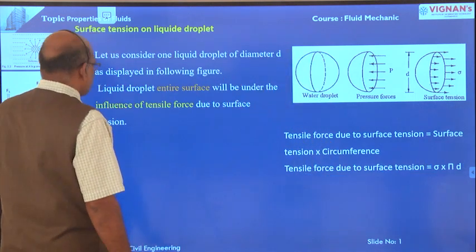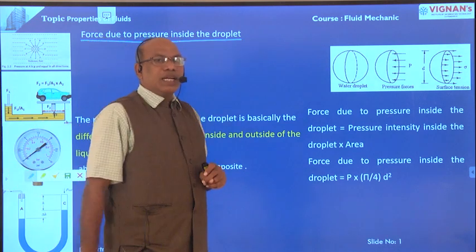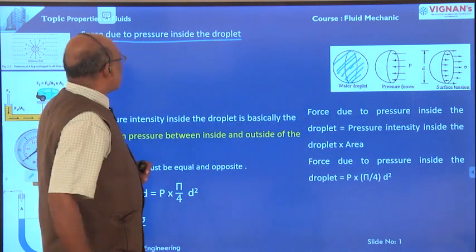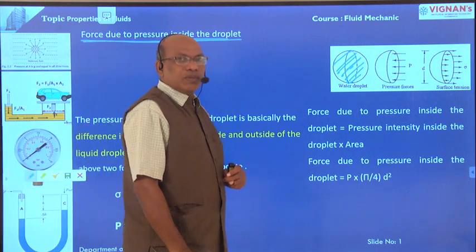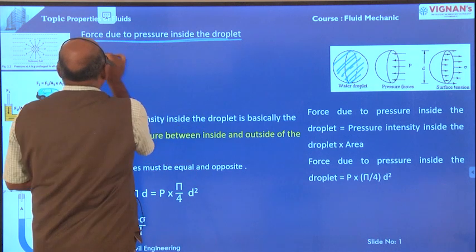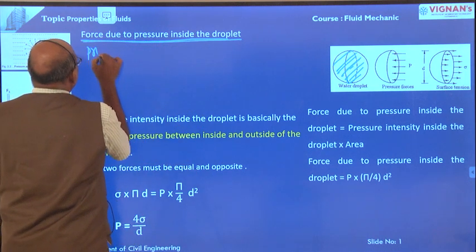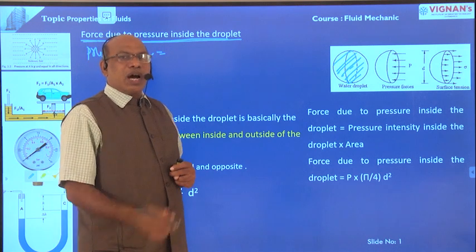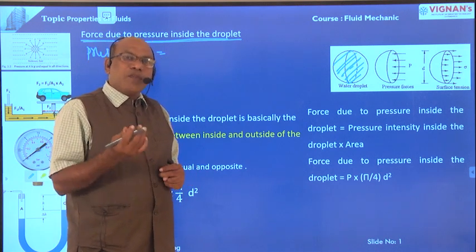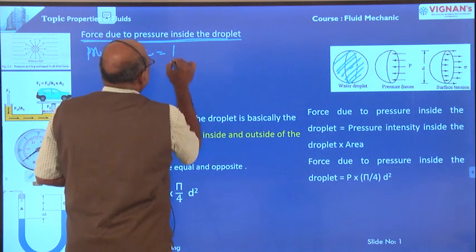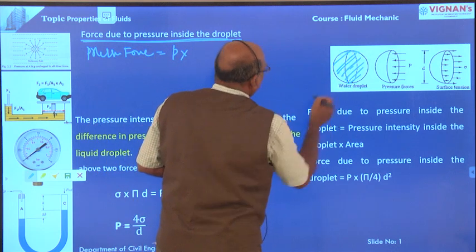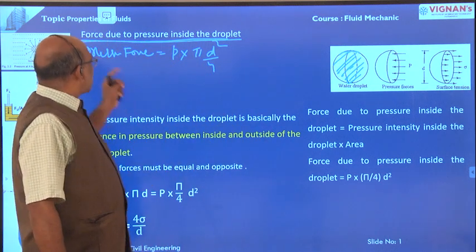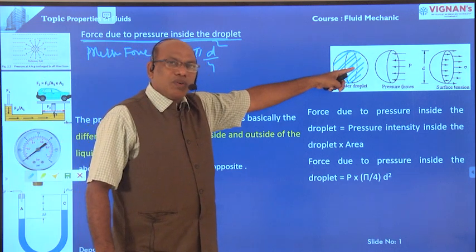Next one, what is the another force? Force due to pressure inside the droplet. Inside that entire area is filled with liquid, so because of this one we have one pressure, that is the force due to pressure inside the droplet. Therefore force due to pressure inside the droplet, that is equal to pressure force is equal to here also stress into area or pressure intensity into area. Intensity of pressure into area, that is equal to intensity of pressure is P into area. The diameter of the droplet is small d, therefore area is equal to pi d square by 4. This is the pressure force inside the water droplet.